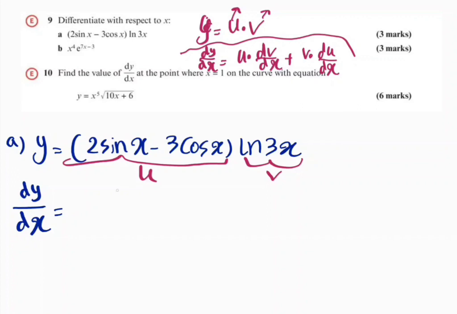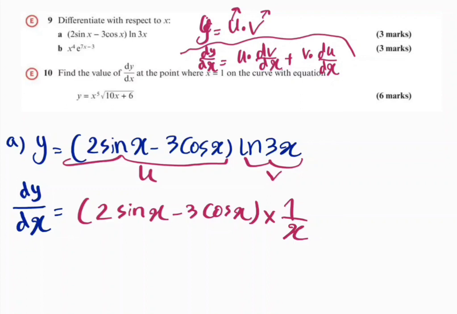So now I'm going to write down the u bit first: 2 sin x minus 3 cos x. And this times the derivative of v. So ln 3x differentiates to 1 over x. Now this is the first bit, and now let's do the second part. In the second part, I keep ln 3x, and this times the derivative of whatever is inside the bracket.